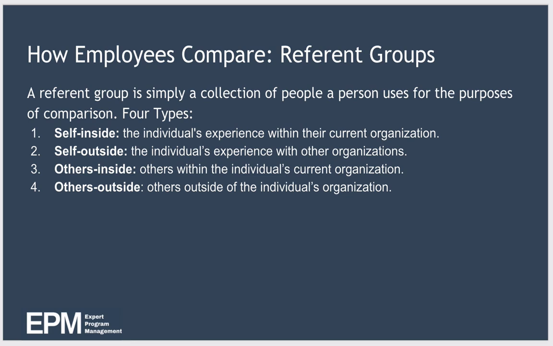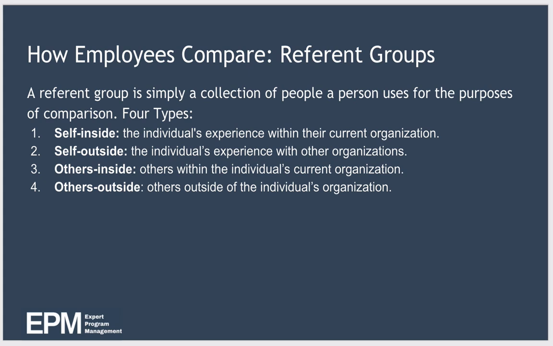So, for example, if a programmer compares what they earn to other programmers within the same organization, then the referent group is going to be others inside. If they were to compare themselves to programmers they know socially, then the referent group is going to be others outside. If they were to compare themselves to what they earned in their previous job, then the referent group is self outside.